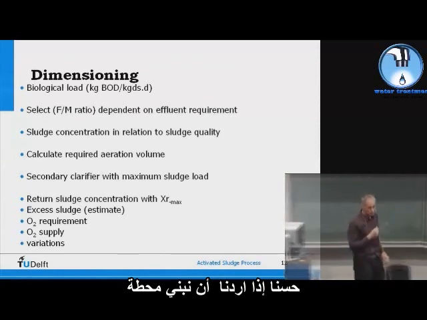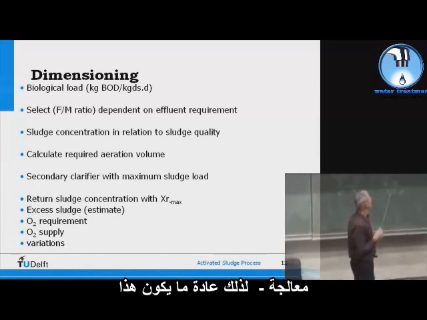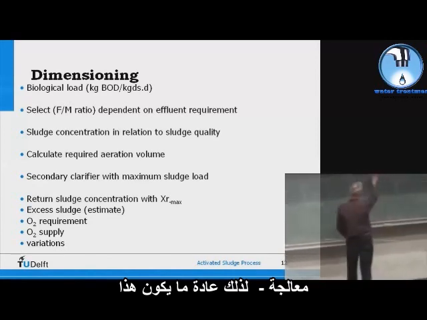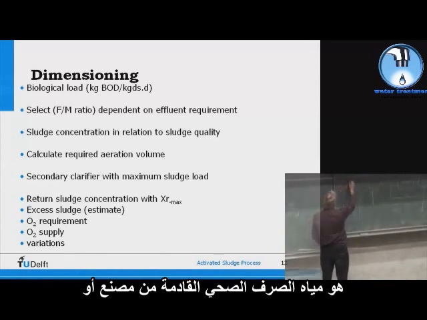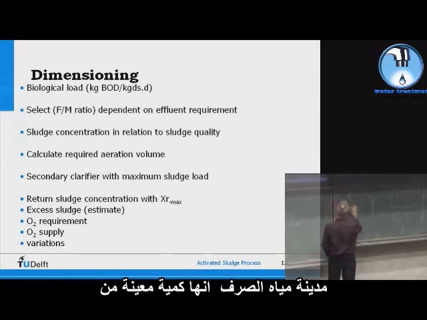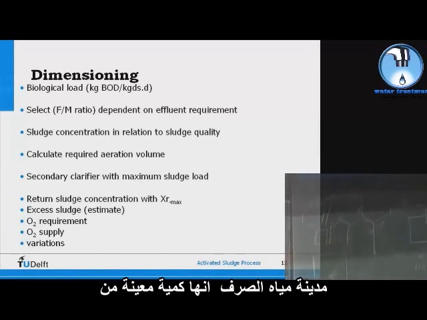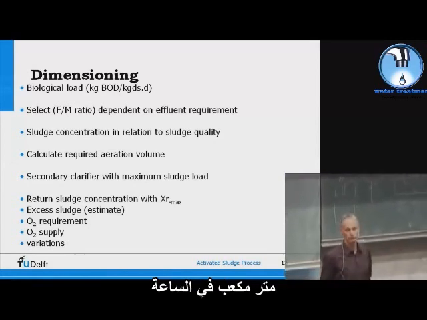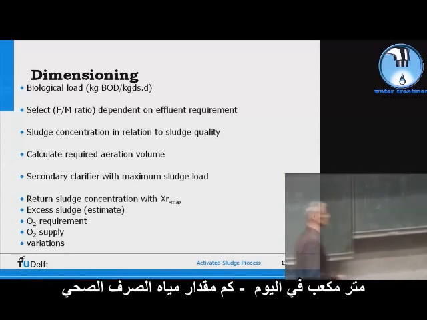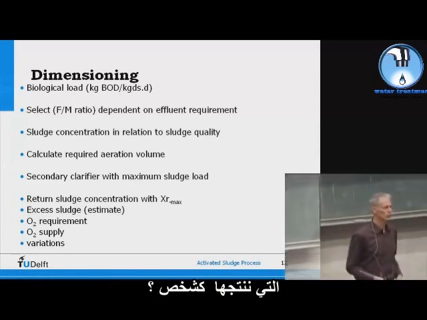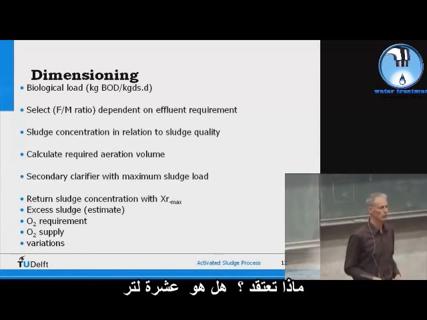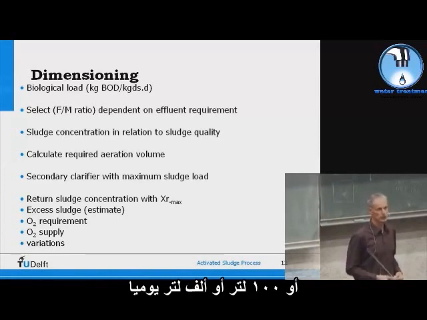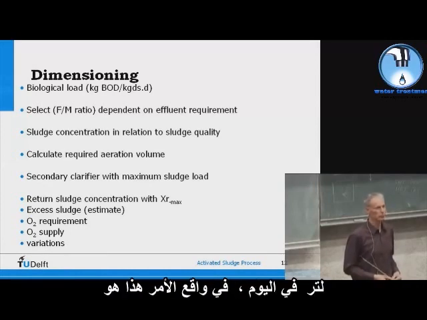Okay, so if we want to build a treatment plant, usually this is wastewater coming from a factory or a city. It's a certain amount in terms of volume, so cubic meter per unit of time, cubic meter per hour, cubic meter per day. How much wastewater do we produce as a person? What do you think? Is it 10 liters or 100 liters or 1,000 liters per day? 100, yeah. It's a bit more than 100 liters per day.